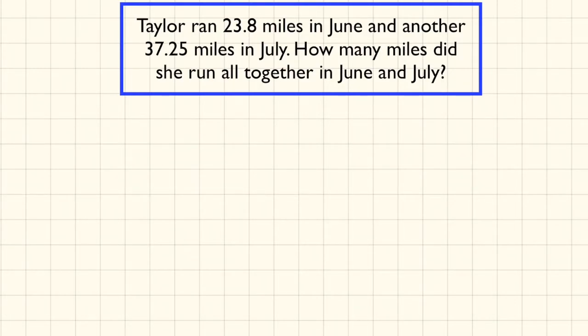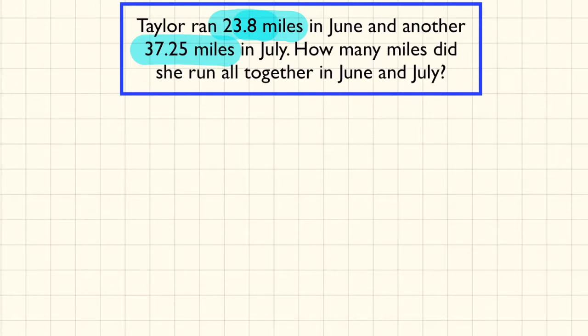So we're going to look at this word problem here. It says Taylor ran 23 and 8/10 miles in June and another 37 and 2,500 miles in July. How many miles did she run altogether in June and July? Now, first thing I want to do is make sure I point out just some important information. I know this 23 and 8/10 miles in June and then 37 and 2,500 miles in July.